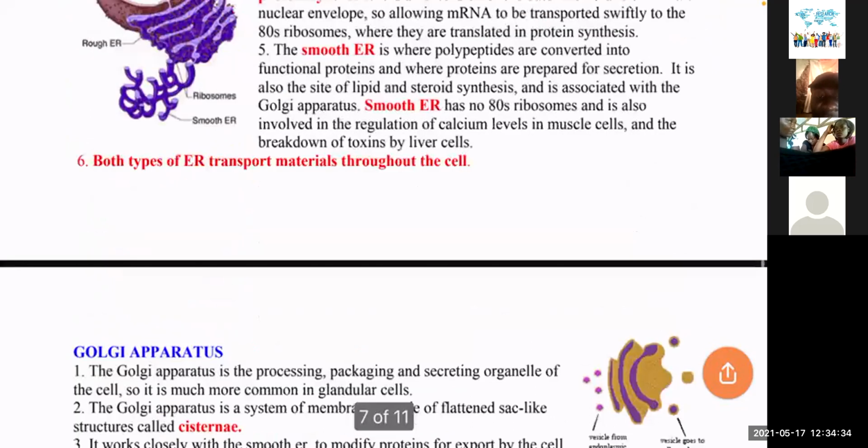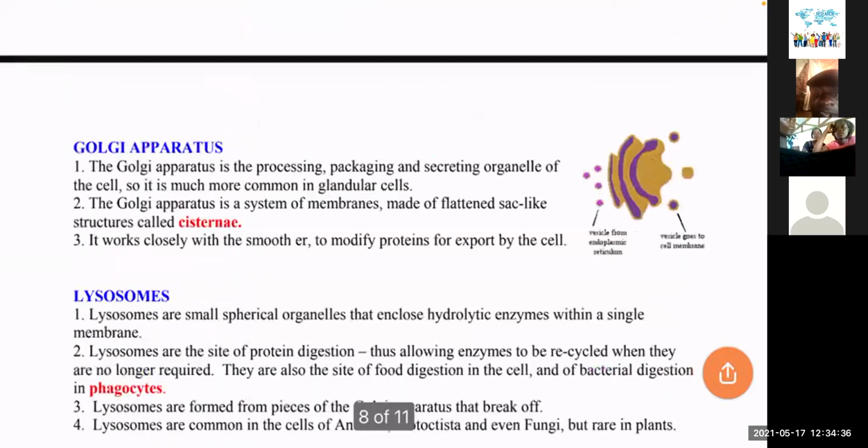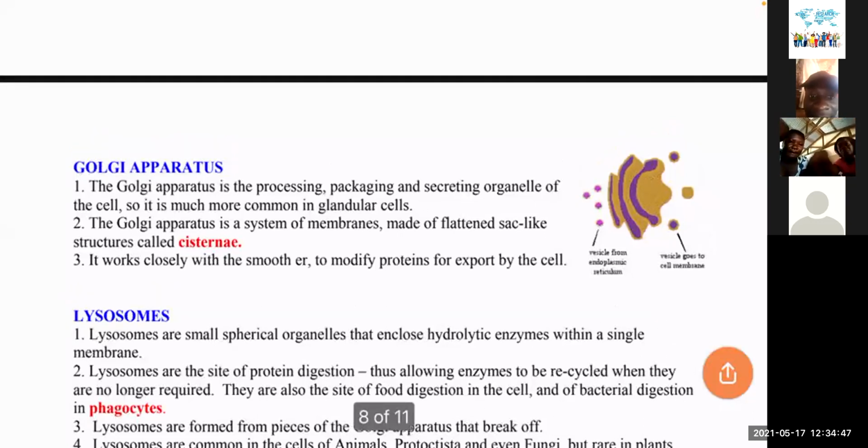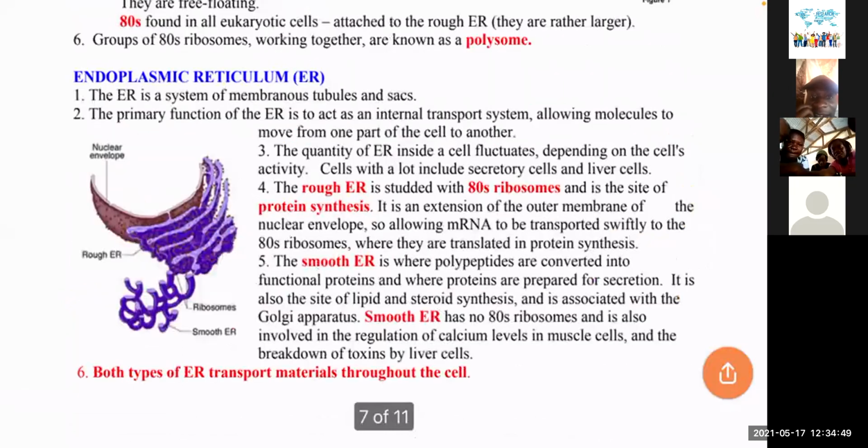Yes, please. What about the synthesis of materials in the cells? Yes, what's your question? What about the synthesis? I mean, you've talked of the common function of the rough and the smooth. Yes, yes. What if I say that they both are involved in the synthesis of materials?